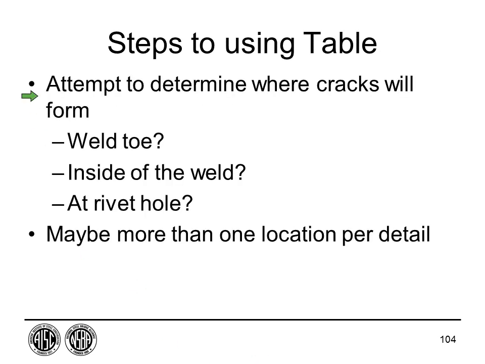Then we determine, well, where would the cracking be expected? Is it a weld toe? Is it inside of the weld? Or is it, say, a bolt or rivet hole? And multiple locations may need to be considered on the same detail.